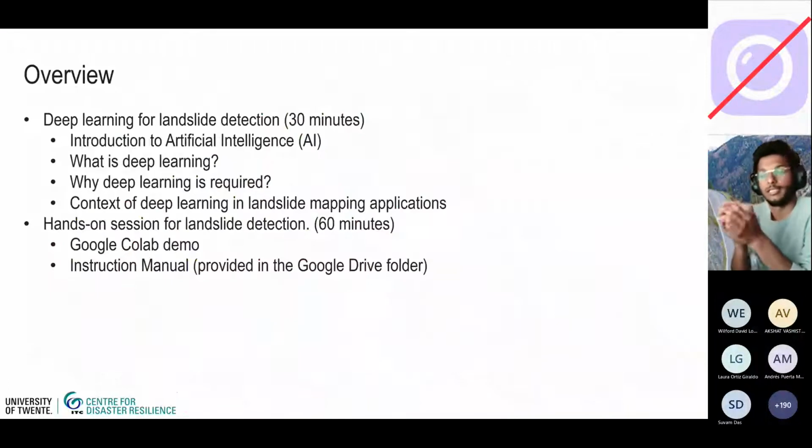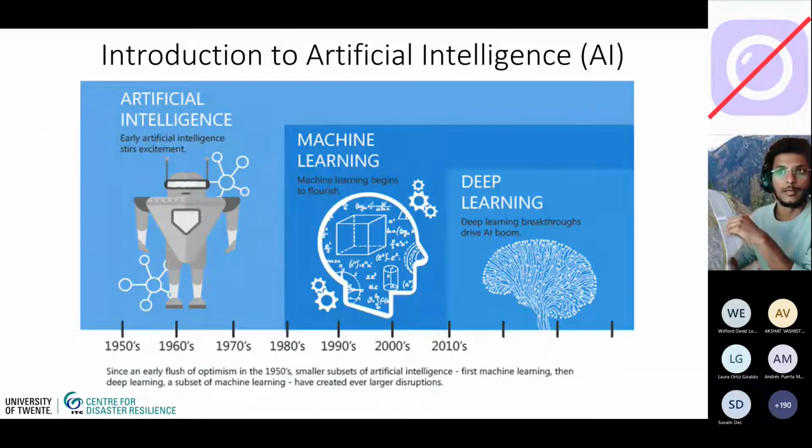So the overview of today's lecture is we divide the lecture into two parts. I will just talk for 30 minutes, give you an overview about artificial intelligence, what is deep learning, and how we can use it for landslide detection mainly. And the second part is around 50 to 60 minutes, and it will be a more hands-on session, which will give you a demo in Google Colab. And there is also an instruction manual that you can find in the Google Drive folder, which you can also follow later. So let's start with the introduction to artificial intelligence.